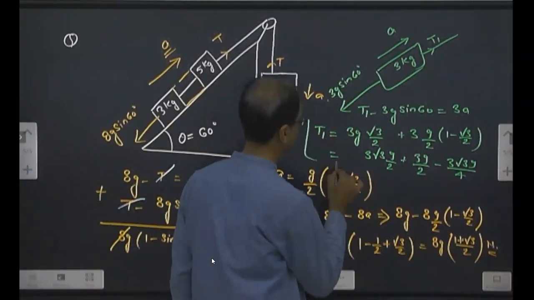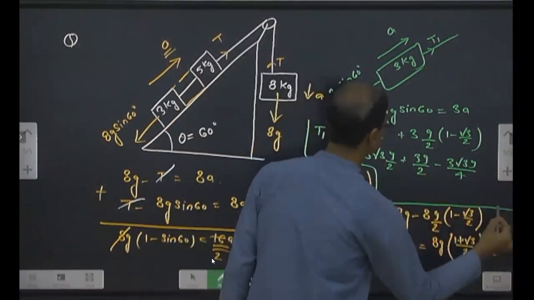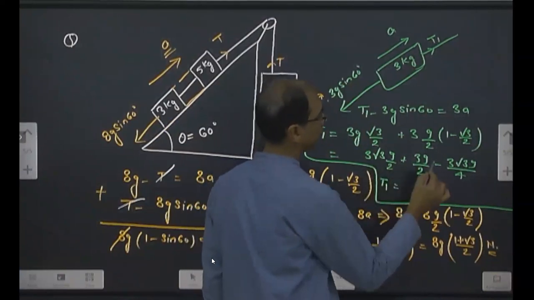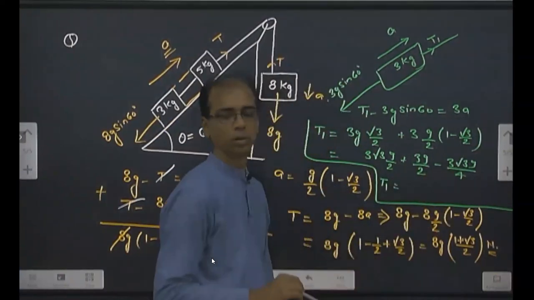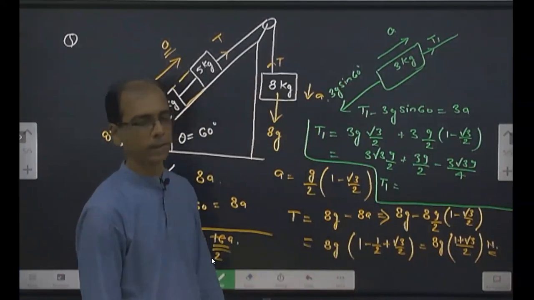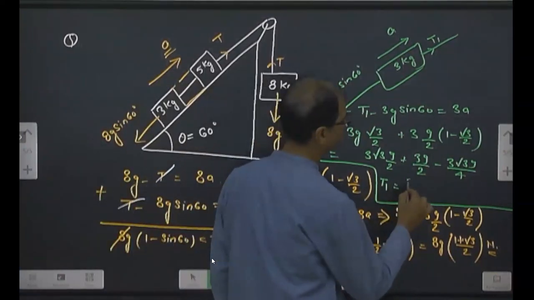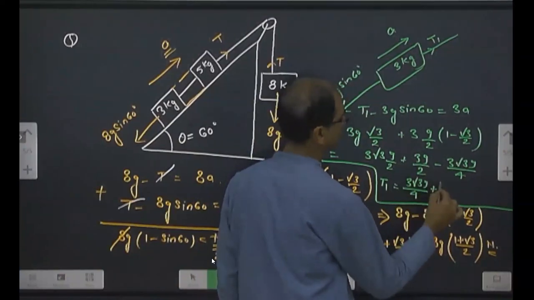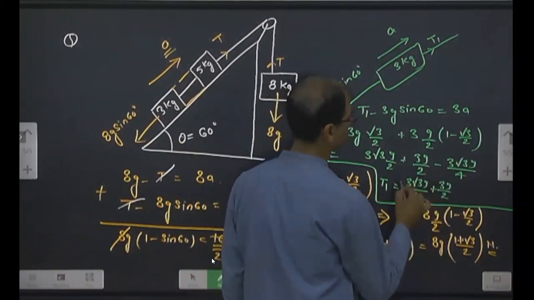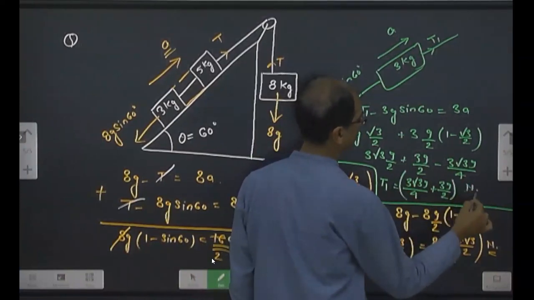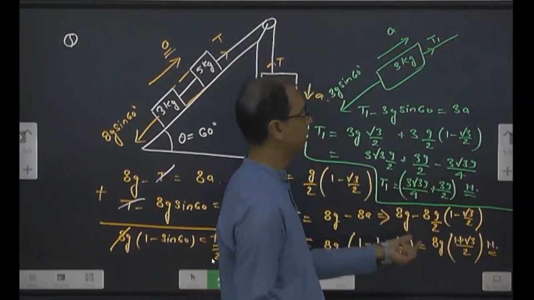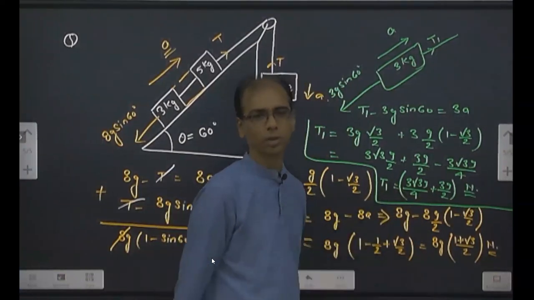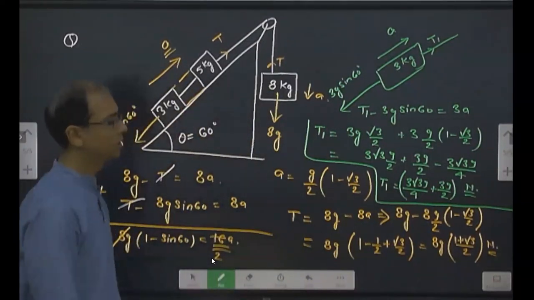What is the answer? T1 value. Now 3 root 3 g by 2 minus 3 root 3 g by 4 will be 3 root 3 g by 4 only. So 3 root 3 g by 4 plus 3g by 2. That's it. Over. For simplifying, you can take 3g by 2 common and root 3 by 2 plus 1 will come. That's also okay. Did you understand?